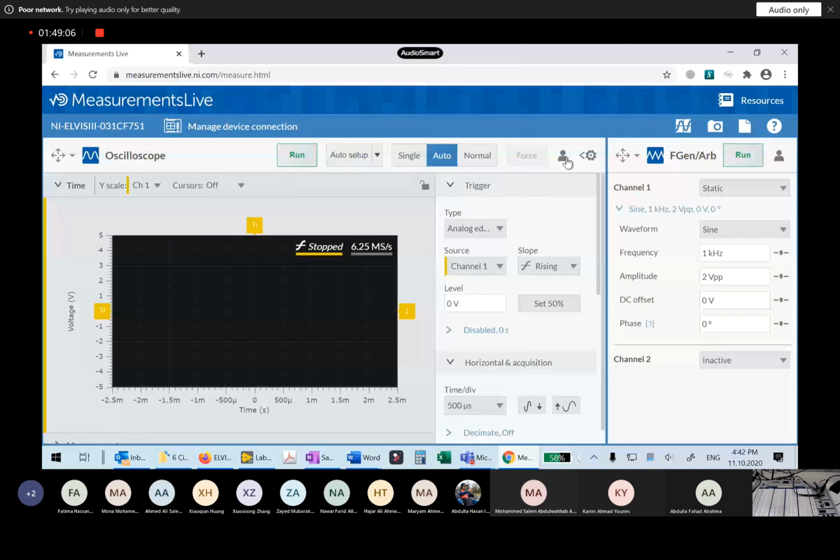So I will know when it works from your side, because this will change. The list of current users will change.